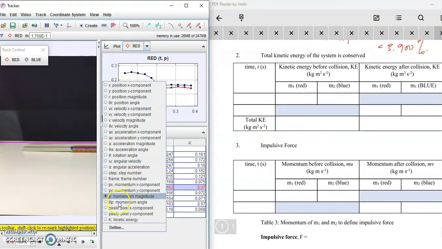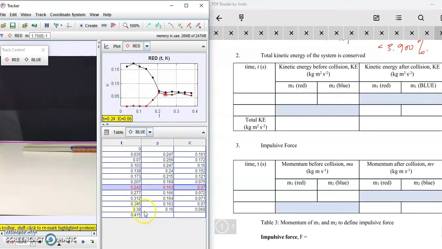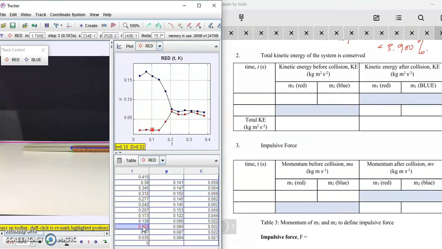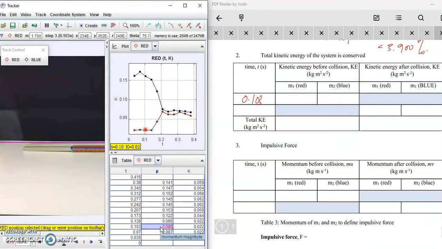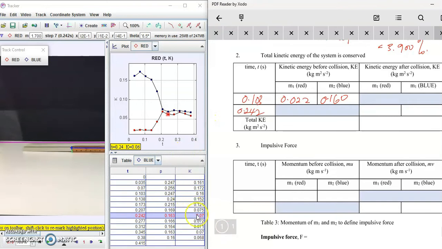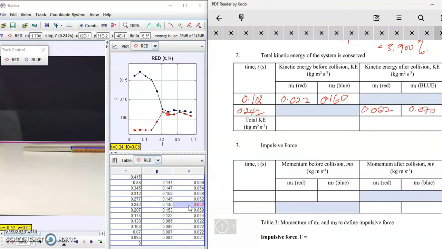So I will change this graph to kinetic energy. So we have kinetic energy here at t equal to 0.103. So the total kinetic energy is 0.182, and after the collision, the total kinetic energy is 0.132. So by theory, total energy of the system is not conserved, right? This is by theory. So we can see here that the kinetic energy after the collision is lower than the kinetic energy before the collision.